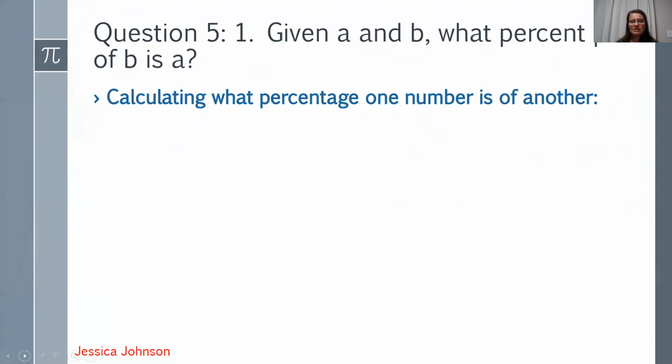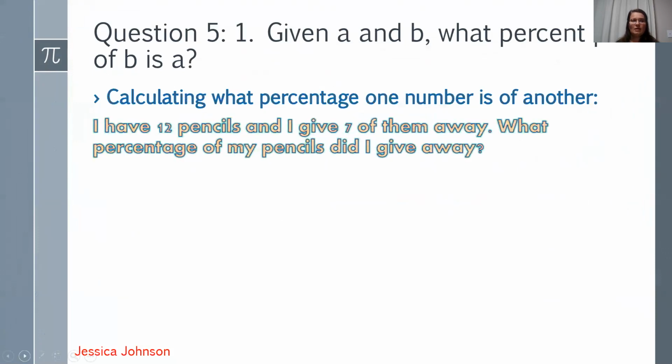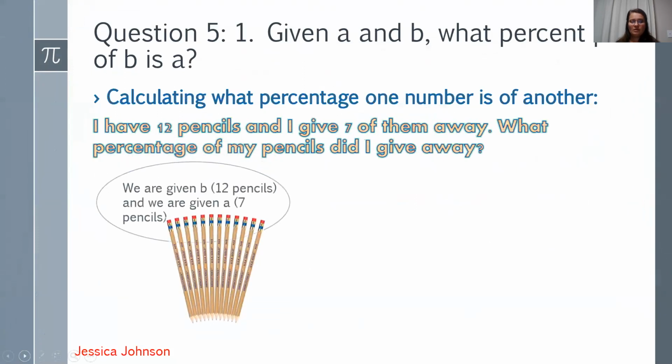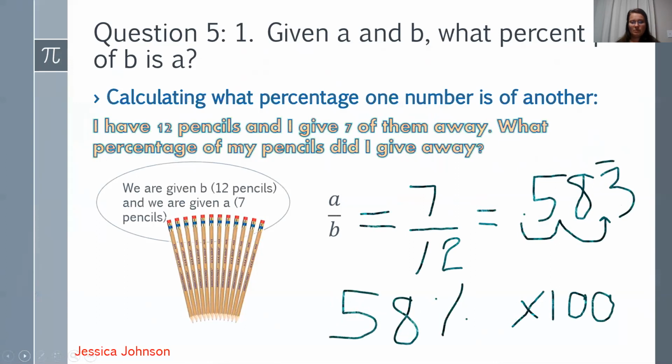Part 1 of question 5 is asking you to calculate what percentage of one number is of another. Let's say I have 12 pencils and I give 7 of them away. What percent of my pencils did I give away? We need to take our given information, which is 12 pencils and 7 pencils. So we're going to divide A over B, which is equal to 7 over 12, which is equal to 0.58 with a repeating 3. We're going to multiply by 100, and we're going to get the answer of 58% because we move our decimal point over to the right because 100 has 2 zeros.